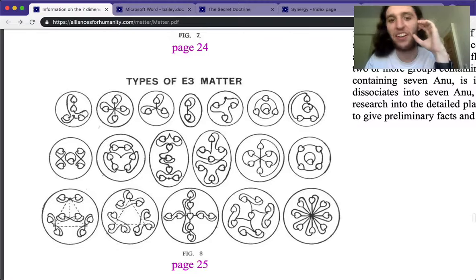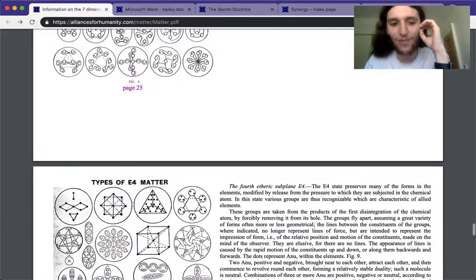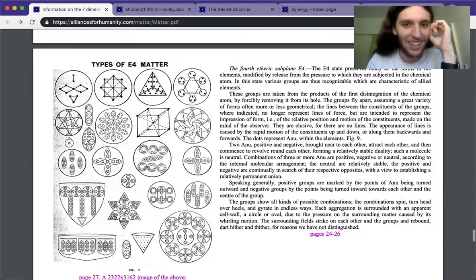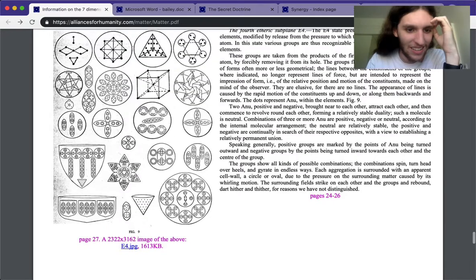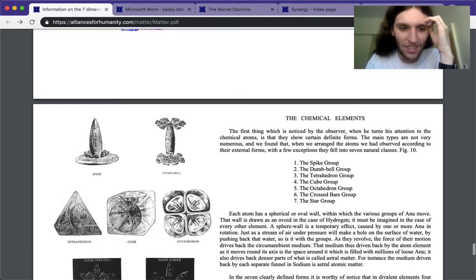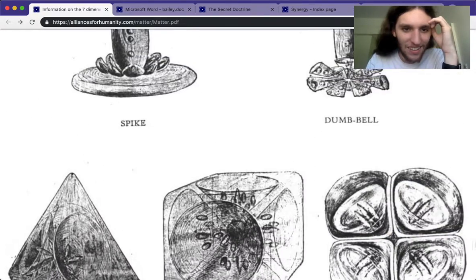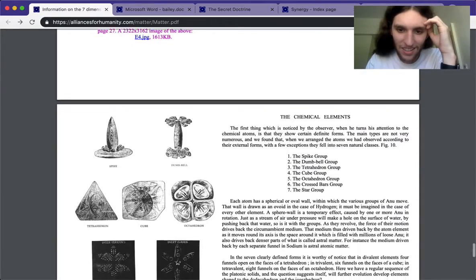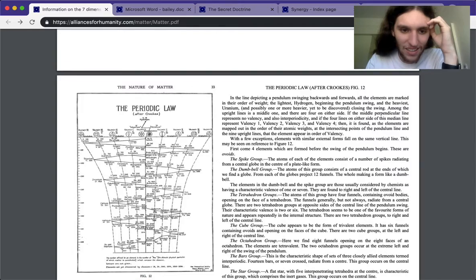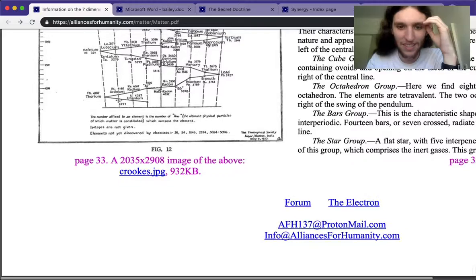I need to sit down and read all this sometime. I've walked into a world. Looking at these pictures, not reading any of this.